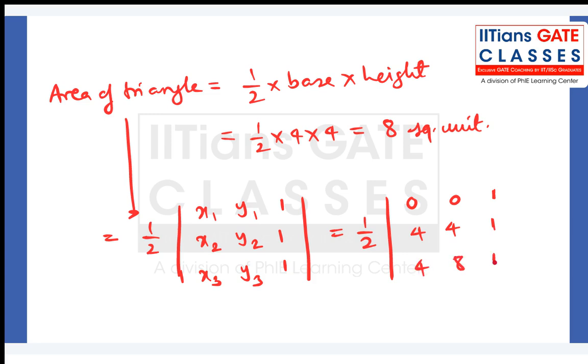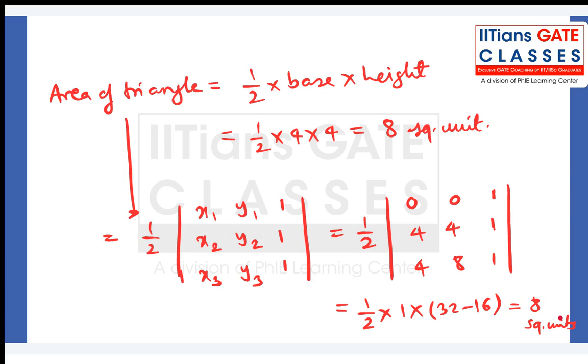You should know how to calculate the determinant of a 3 by 3 matrix. There are 2 zeros in the first row, so only the third element, 1, will be useful to us. So that will be just half into 1 into (32 minus 16). That is also 16 by 2, that is also 8. From this method also you are getting the same answer. This determinant-based method is useful when you know the vertices of the triangle, otherwise it is not that useful.